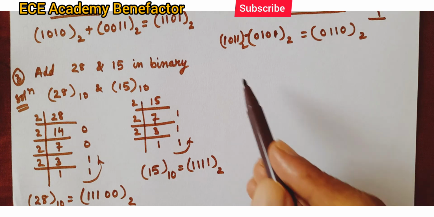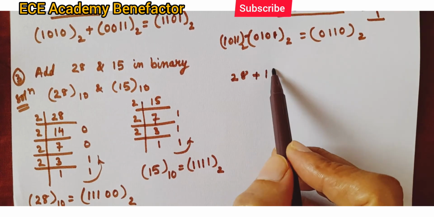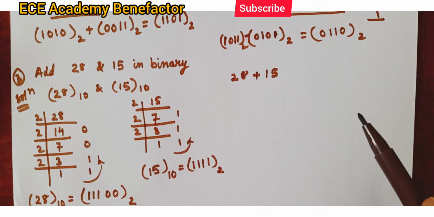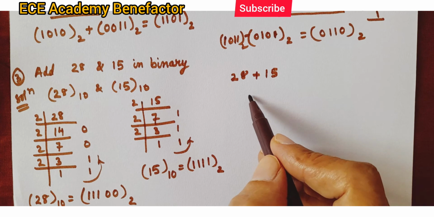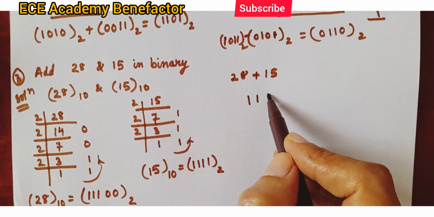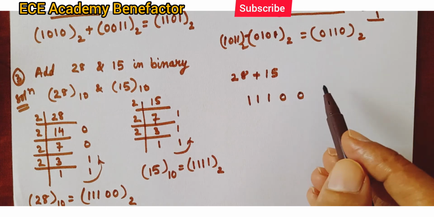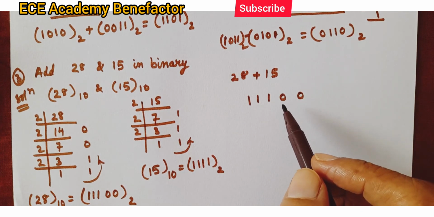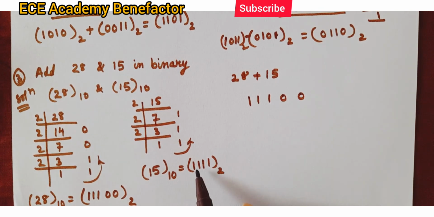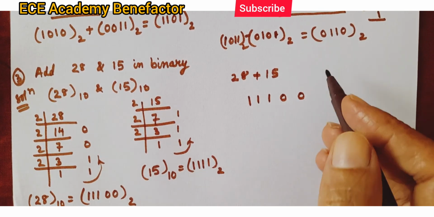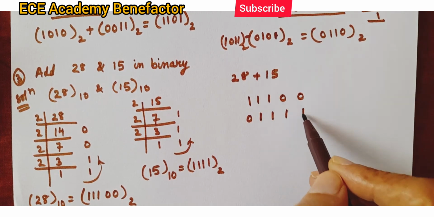Now you have to add. What is the given question? 28 plus 15. You have to add them in binary. So 28 is 11100. Here there are 5 bits, but here we are left with only 4, so you can add a 0 to it here. So 01111, that is 4 ones.